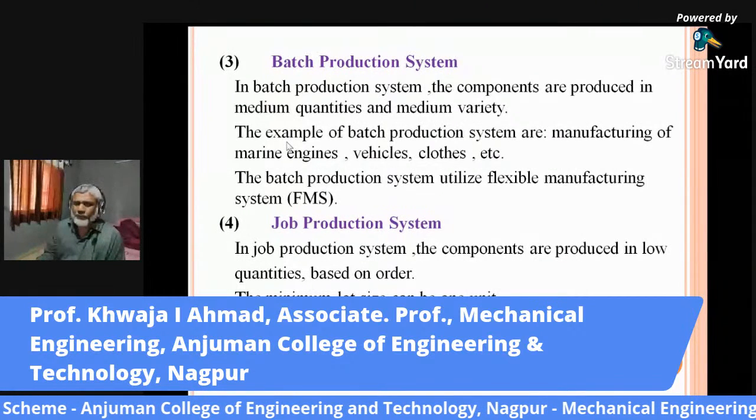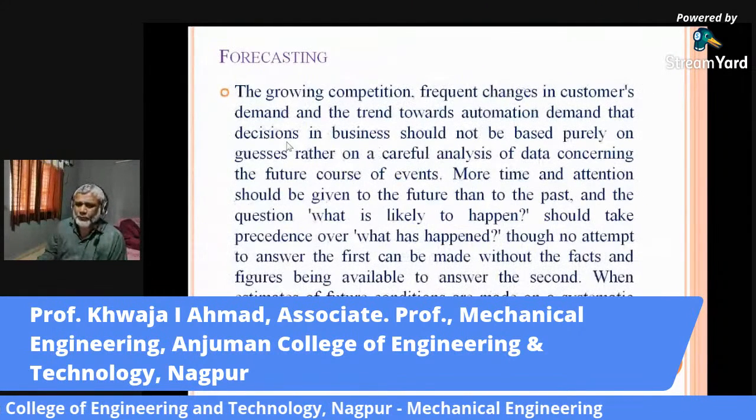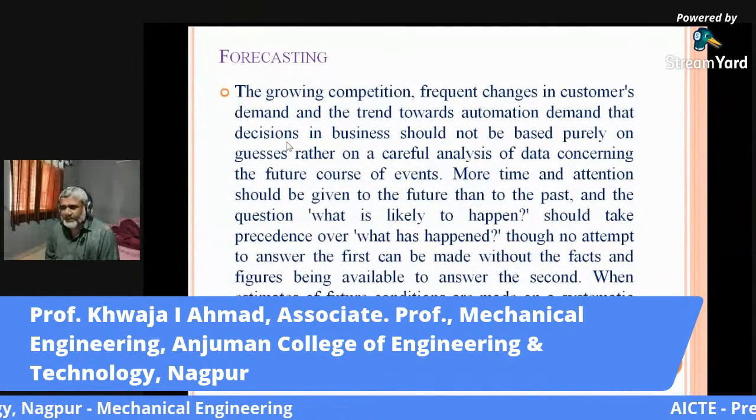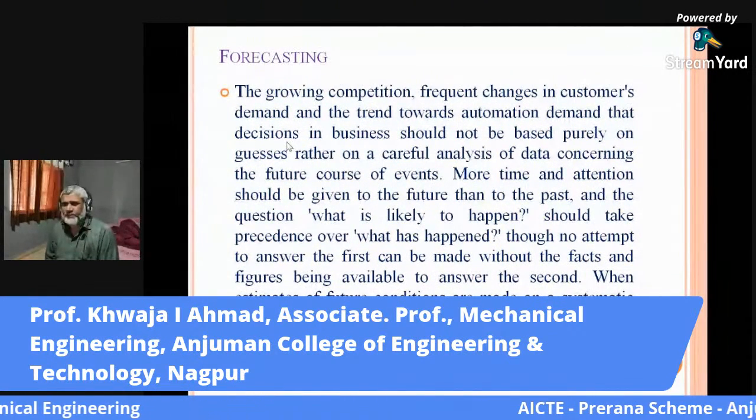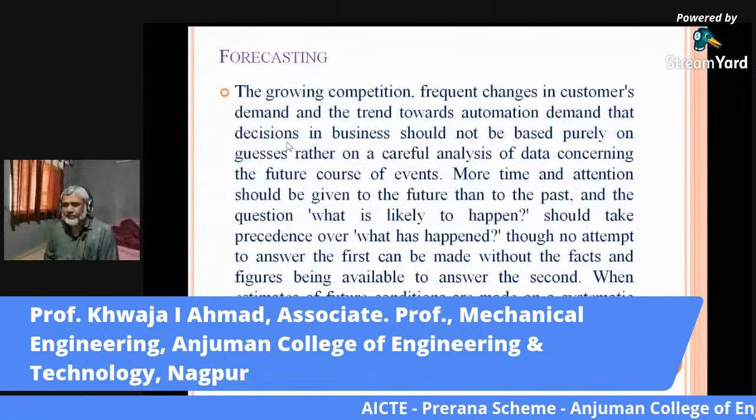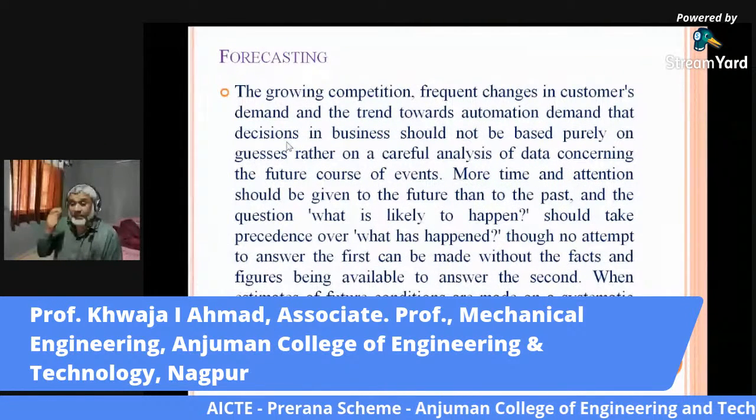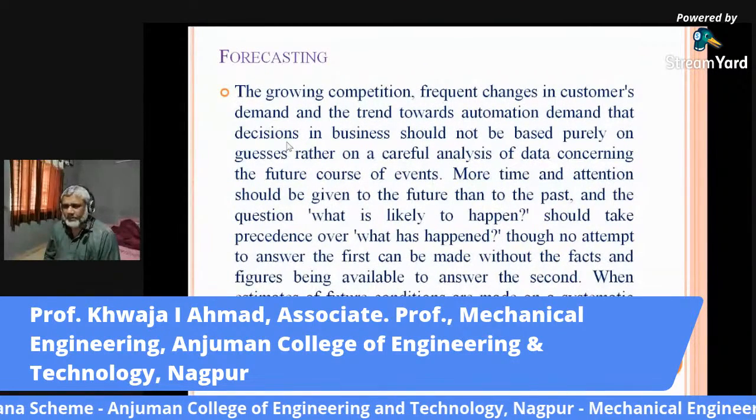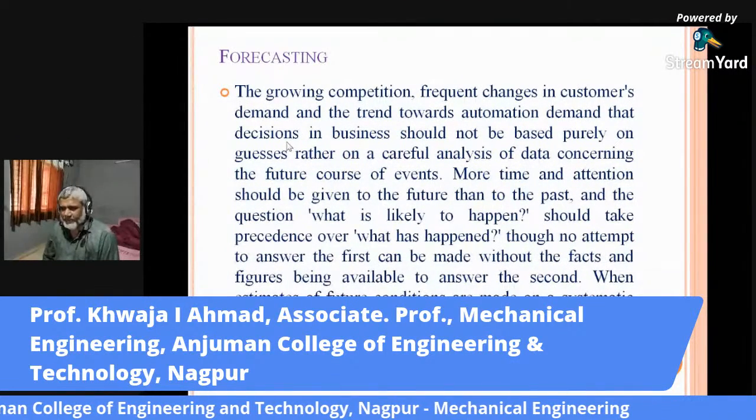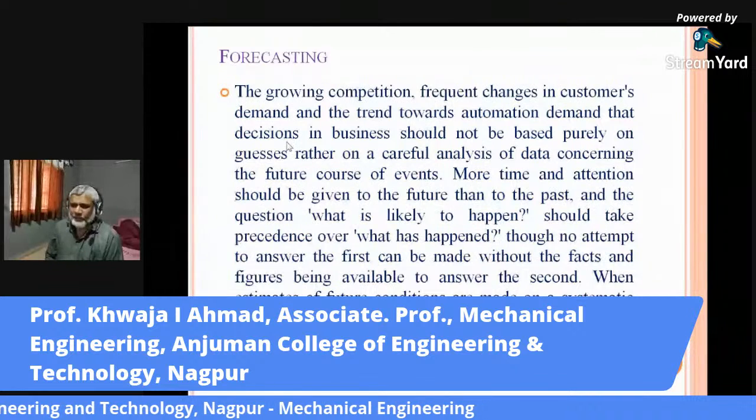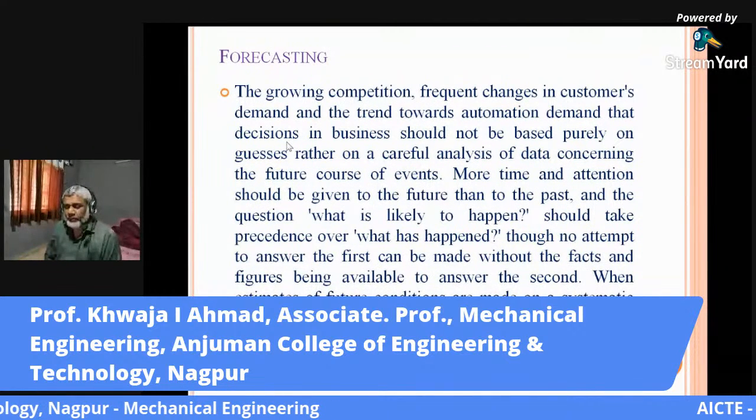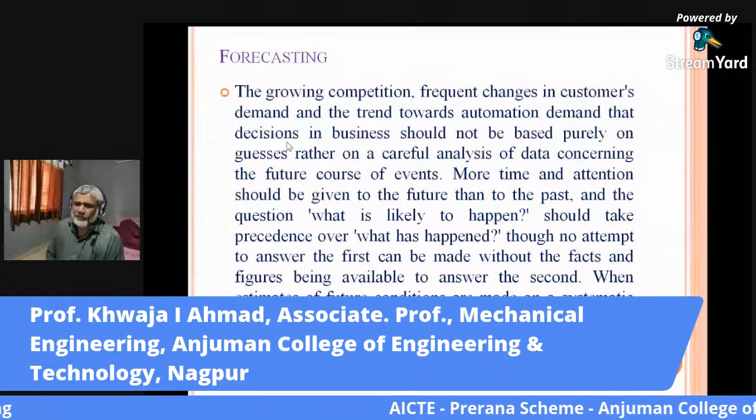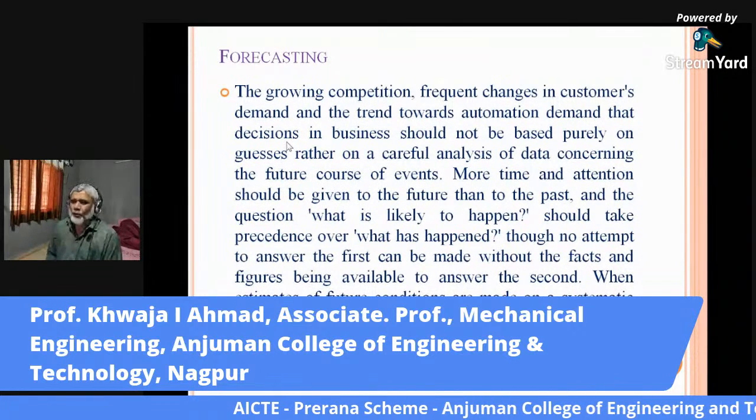Now we switch over to another topic, that is forecasting. Why is forecasting needed? Due to growing competition, frequent changes in customers' demand, and the trend towards automation, demand is increasing continuously. So which product will be more sought by the customer? What will be his or her expectation from a product goes on changing.